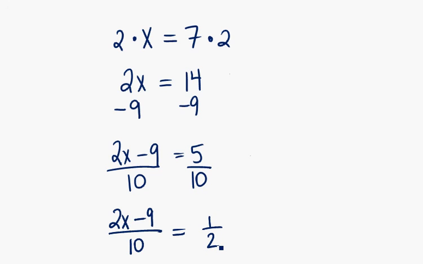I could keep going like this forever and ever and keep doing steps as long as I do the same step to the left-hand side as I do to the right-hand side. Then we'll have an equation where x equals 7.